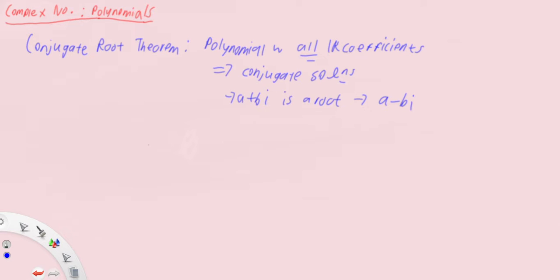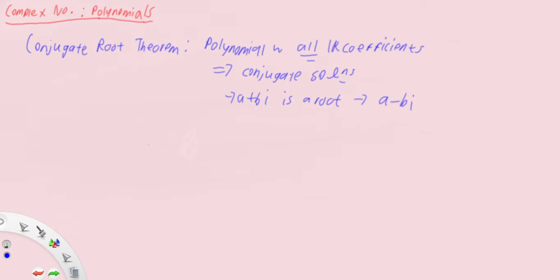So even if you have real numbers, let's say 5, we know that the imaginary part is 0, minus 0 is still 0, so 5 itself is a conjugate of 5. But if I were to have 1 plus i as a solution, then we have 1 minus i also as a root. Now, the main important thing is all the coefficients must be real numbers.